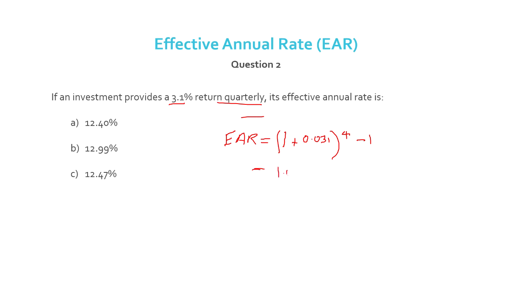So we're going to be left with 1.031 to the 4, and take 1 off. So that's going to give us 12.99%. And so our answer is going to be B.